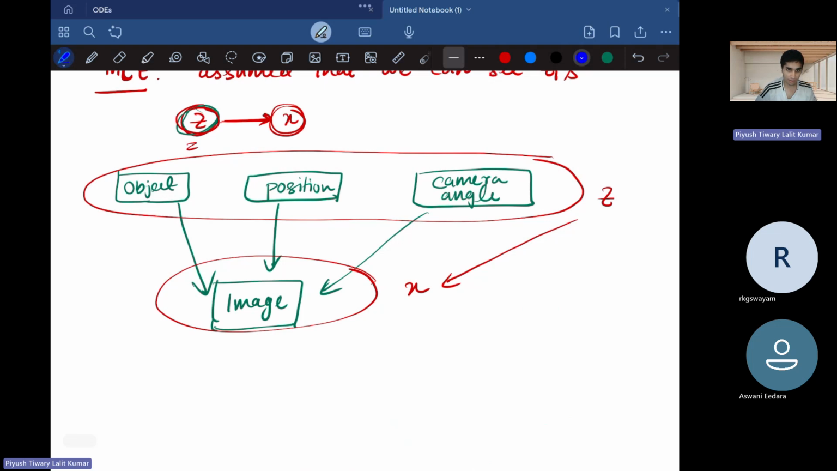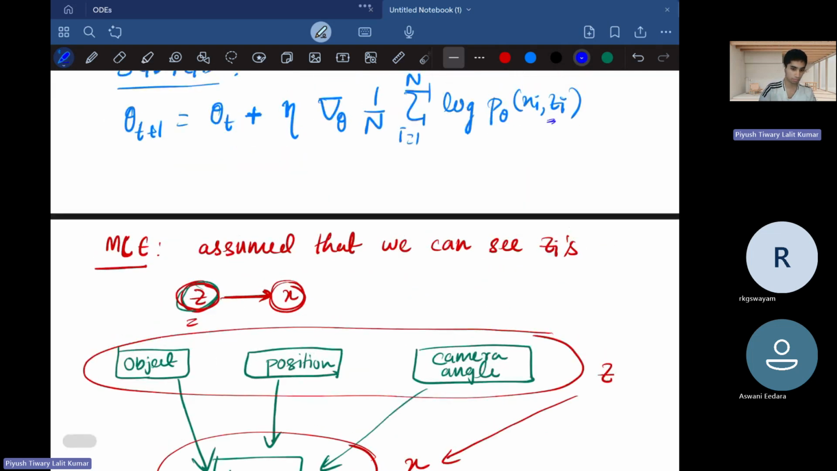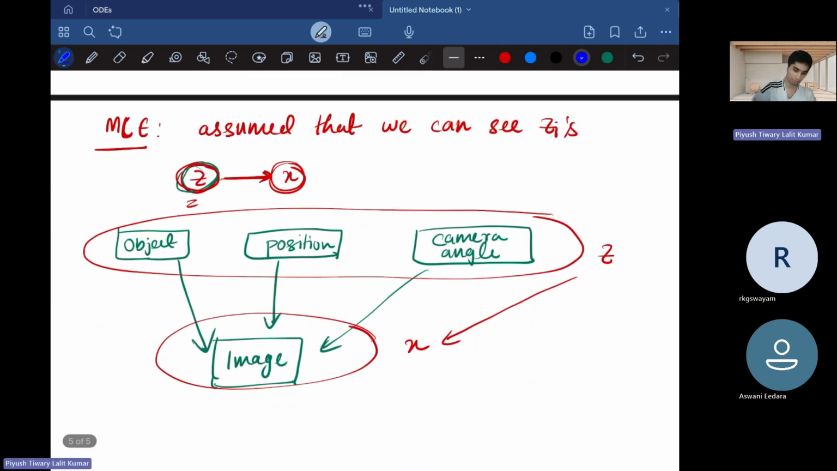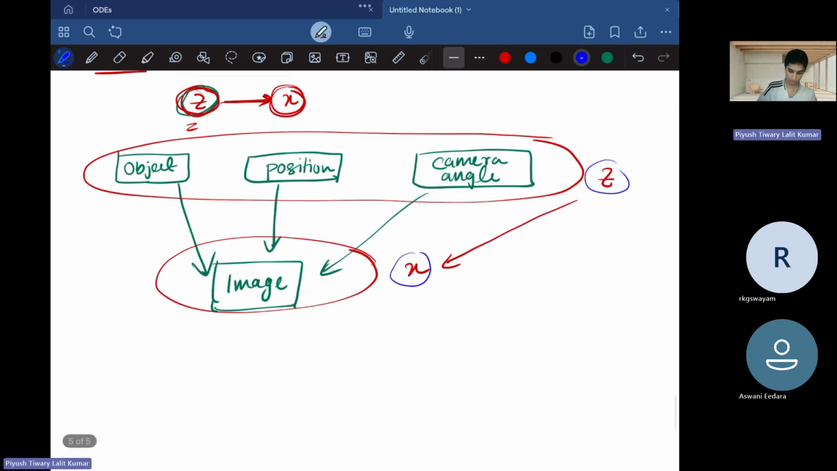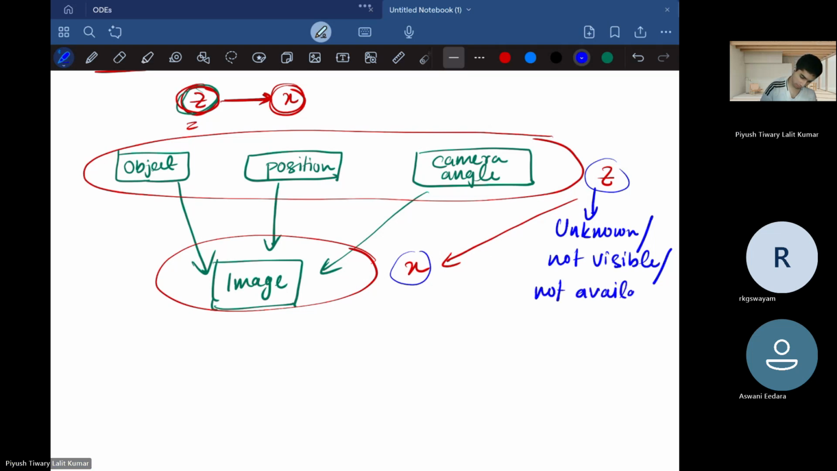So this is unlike our usual concept of MLE, where we assume that everything is present in our data set. In case of an image, we have something like Z, which is not present in our data set, but we know that it does contribute to our X finally. So you can think of Zs as basically unknown, not visible, not available in the data set.